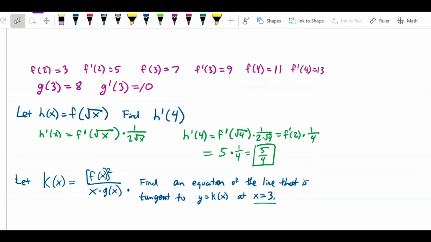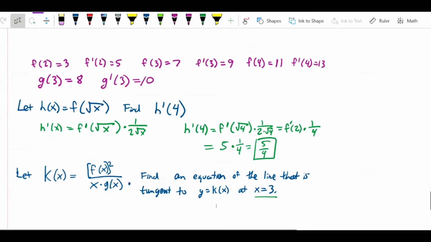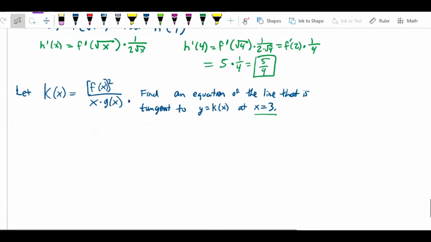So for our next problem, we have k of x equals f of x squared over x times g of x, and the problem is to find an equation of the line that's tangent to y equals k of x at x equals 3. So here we have a fairly complicated combination of f and g, and we're mixing the derivative, mixing the function x itself in the denominator. So what we want to do is write out an expression for k prime of x using all the rules that we know.